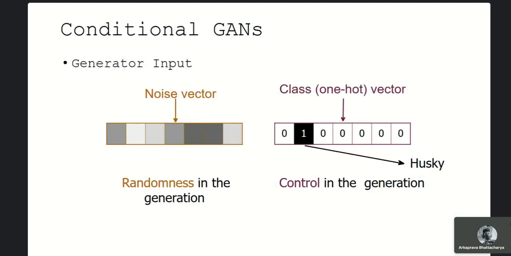So what we can do is, we have another class of GANs, which is conditional GANs. That is, we are conditioning our generator to produce output from a particular class only. Again, if you remember, we provide a noise vector as input to the generator, and this noise vector basically ensures randomness in the generation. That is, you don't get the same image every time, you get a different image. That is why we are using a random noise vector.